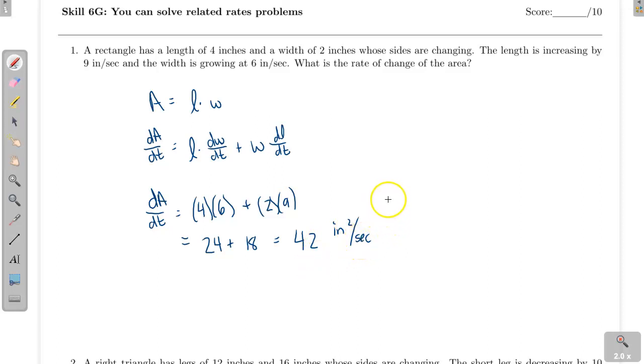All right, so this one, pretty straightforward. You know the area formula. You just take your derivatives with respect to time. Remember, whenever you take the derivative of a variable, you get that d variable dt, and then plugging in the information you know.